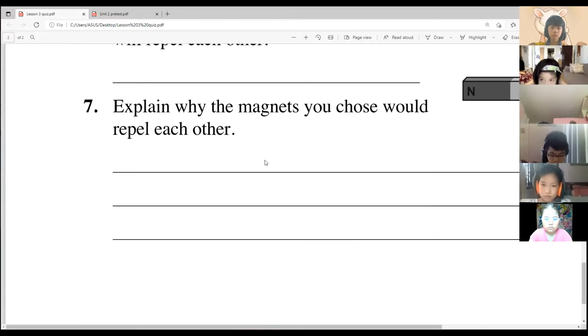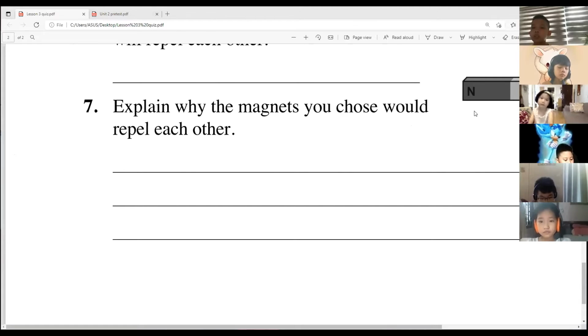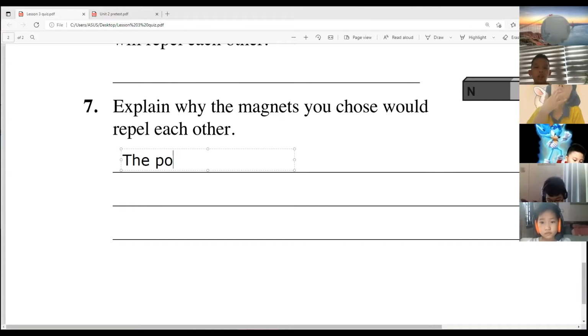And then Misha already explained why, but explain why the magnets you chose would repel each other. Moon, why would they repel each other? Because they are the same poles. So you could write, the poles are the same.